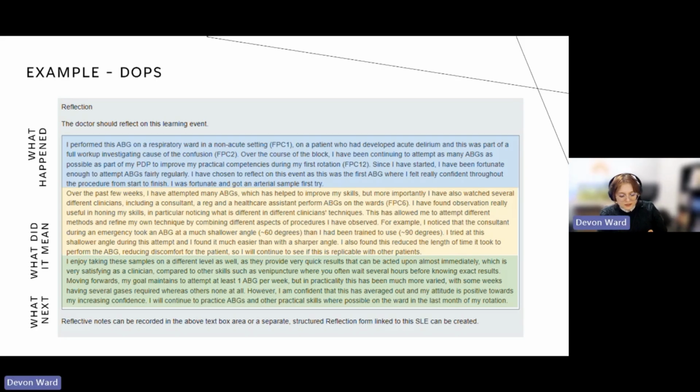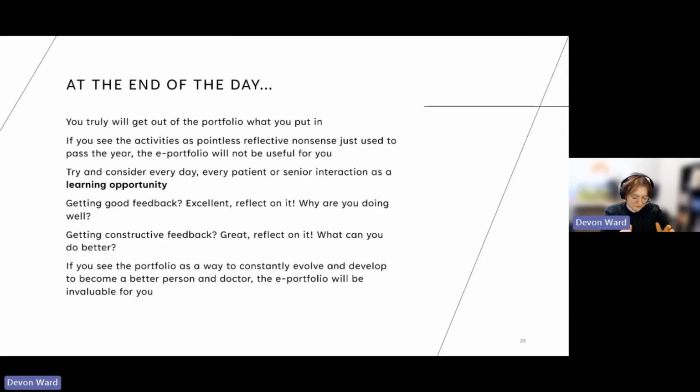So just to wrap up then. If you were only going to take away one slide, I hope this would be the one you took away from my talk: I truly believe that you get out of the portfolio what you put in. If you do your portfolio and you see it as just pointless, reflective nonsense, just to pass the year, get ARCP outcome 1 and off you go, the e-portfolio will not be useful for you. And you will have to do e-portfolios for the rest of your clinical career. You will hate them and be miserable with it.